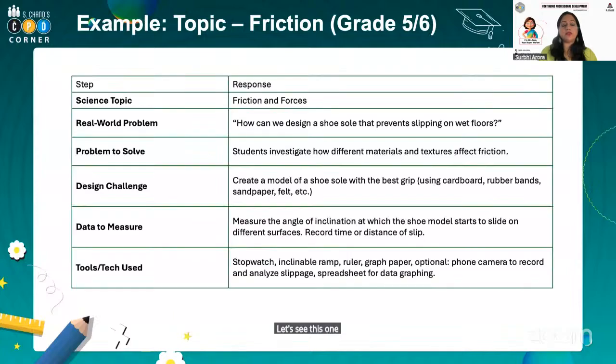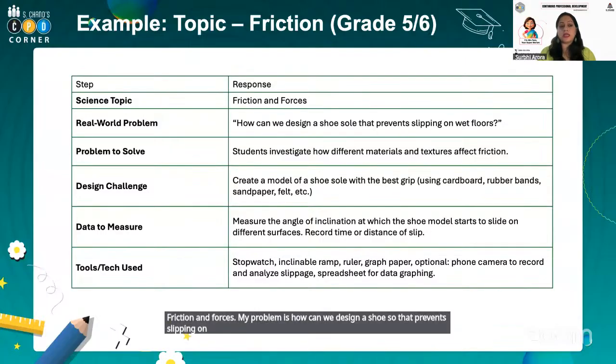You can take a screenshot of this as well for you to understand. So for instance, the first step is that I will just work on the topic, friction and forces. My problem is how can we design a shoe sole that prevents slipping on wet floors? So that's my real world problem. Now, how do I solve it?